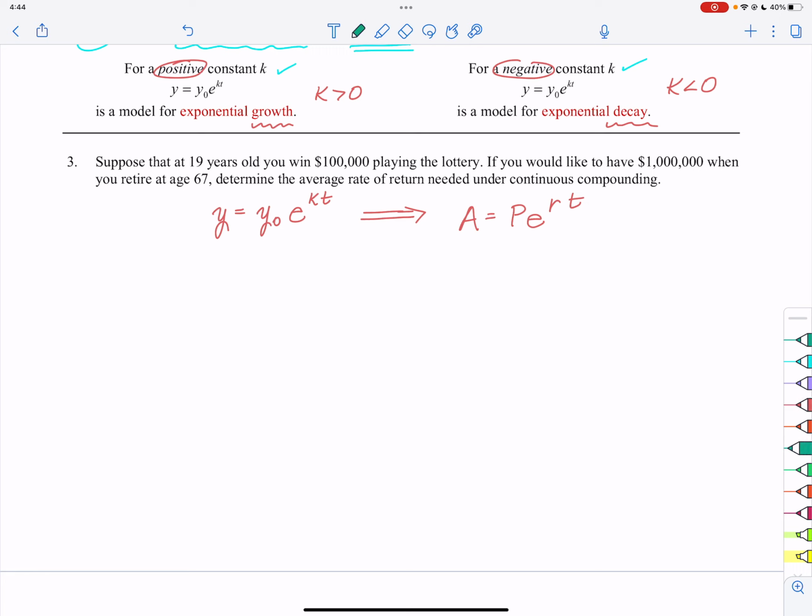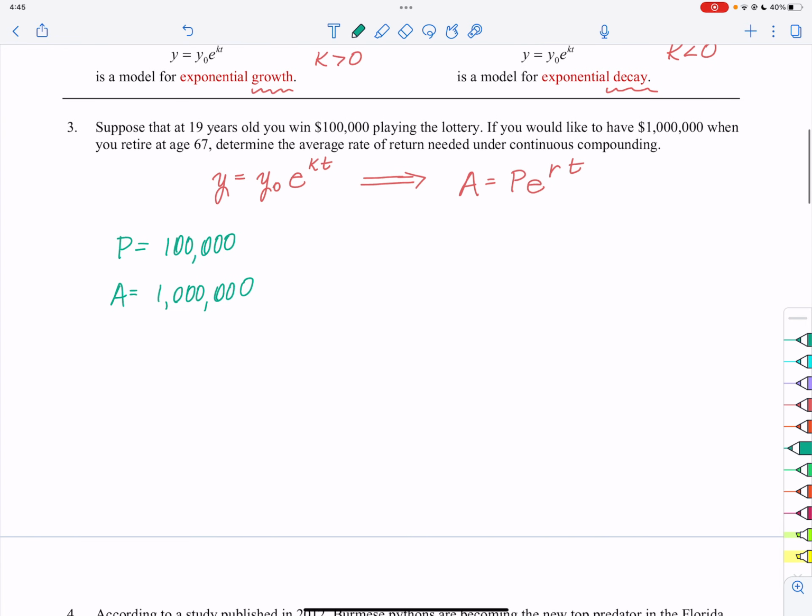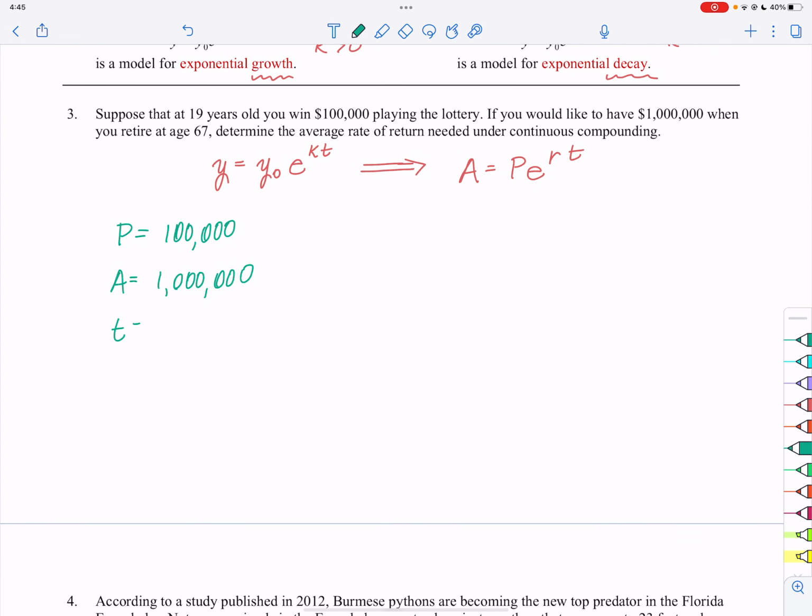So with that, we have P is equal to $100,000. That's how much the principal amount is. We would like the amount after the time from 19 to 67 years, which we'll show as 48. We would like that amount to be $1 million, and we're looking for the rate. Let's go ahead and compute the time. 67 minus 19, so that would be 48.